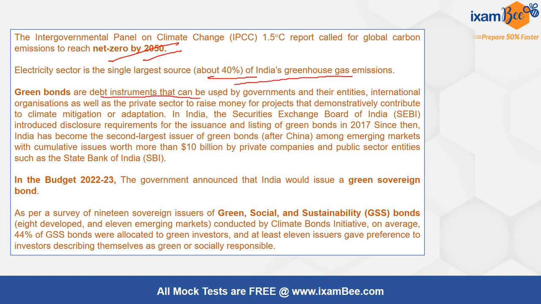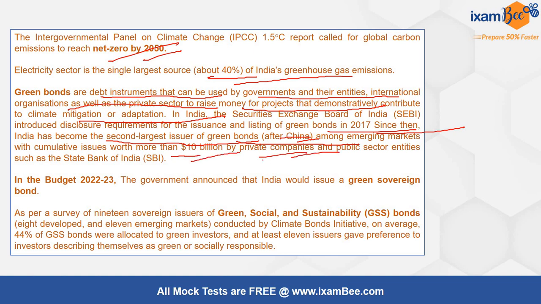Green bonds are debt instruments that can be used by governments and their entities, international organizations as well as the private sector to raise money for projects that demonstrably contribute to climate mitigation and adaptation. SEBI introduced disclosure requirements for the issuance and listing of green bonds in 2017. Since then, India has become the second largest issuer of green bonds after China among emerging markets, with a cumulative issue worth significant amounts by private companies and public sector entities such as SBI.